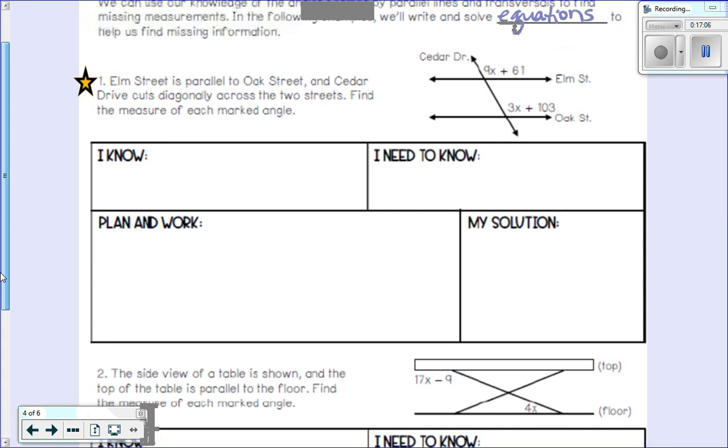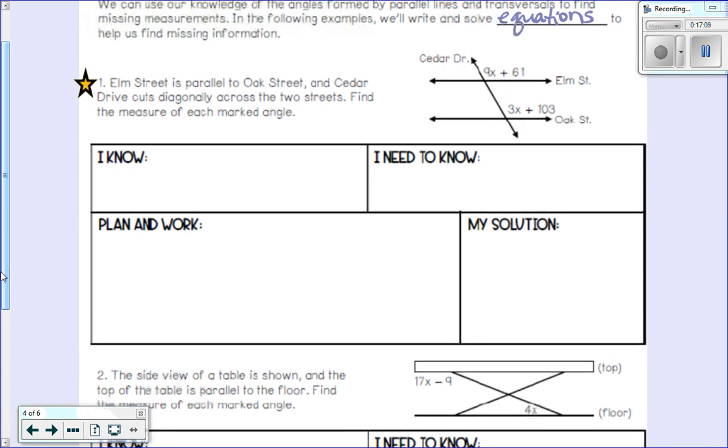Okay, so Elm Street is parallel to Oak Street, and Cedar Drive cuts diagonally across the two streets. Find the measure of each marked angle. Okay, so we need to find the degree measure for this one and this angle. What do we know? The marked angles here, what is that relationship there? They are congruent. What else do we know? What's another vocabulary word?